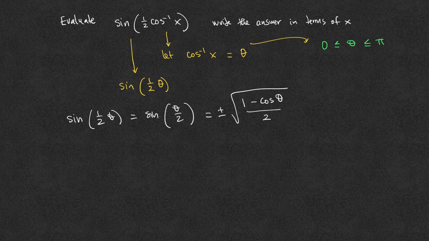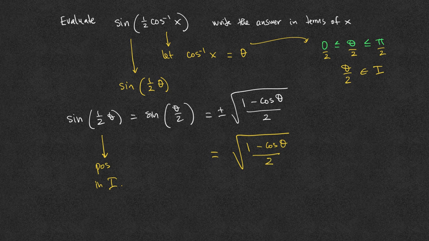Half of theta is therefore theta over 2. The angle theta over 2 is therefore between 0 over 2 and pi over 2. So theta over 2 is in the first quadrant. If theta over 2 is in the first quadrant, then sine of theta over 2 is positive. So we can drop the plus or minus and rewrite this as the square root of 1 minus cosine of theta over 2.